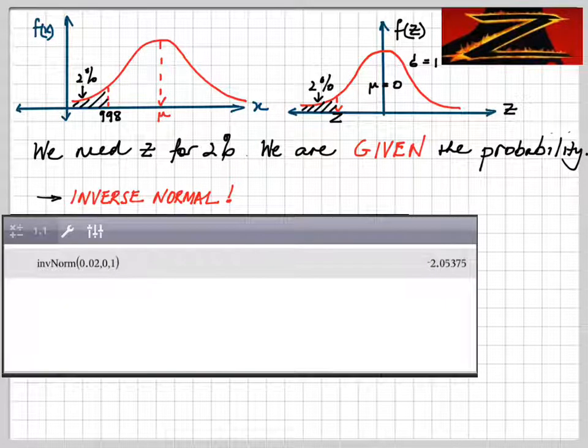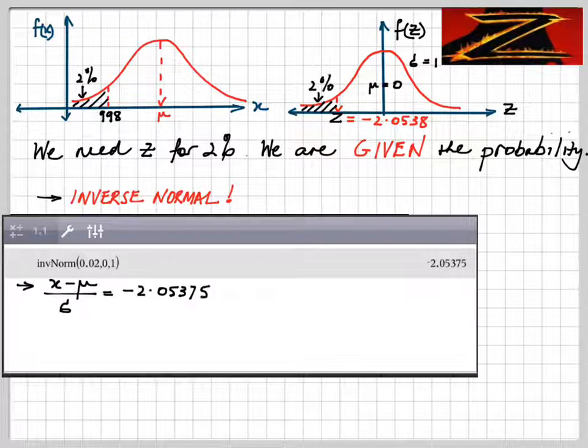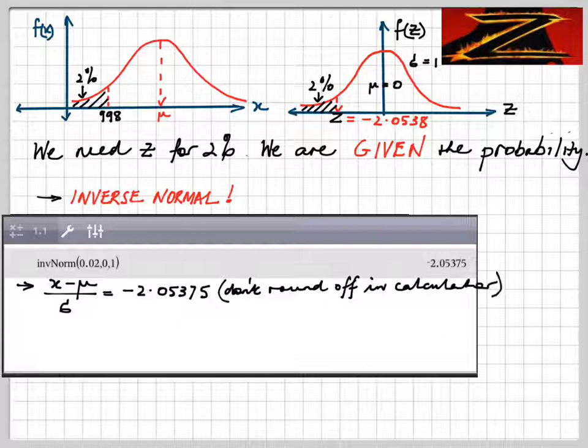There it is, guys. So can you read that? Minus 2.05375, okay? That is our Z. That's the one we're going to use, and that's our ticket to finding mu, okay? Let's go for it. Therefore, (x minus mu) over sigma is our Z value, which is minus 2.05375. Don't round that off on the calculator because you don't have to, and you don't want to lose any accuracy, okay?